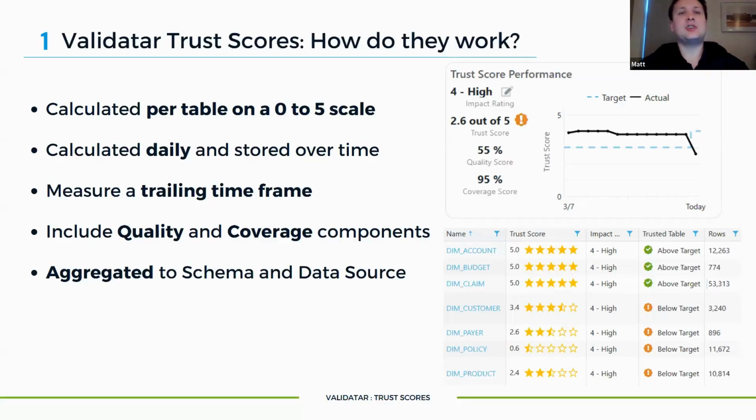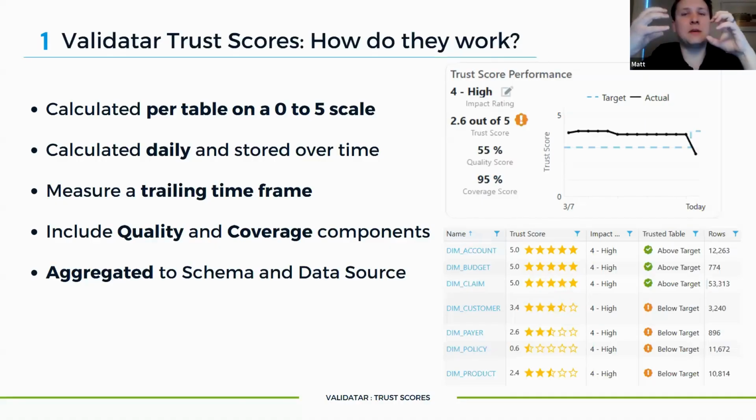The calculation that feeds into that is always using a trailing time frame. So the trust score that I have for today is related to test executions that have been happening maybe over the past week or the past 2 weeks. So there's that trailing time frame where if something failed 2 days ago, it still might impact whether I can trust my table today, or how much I should.